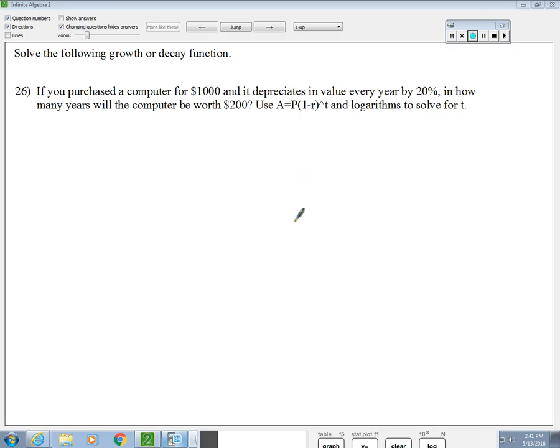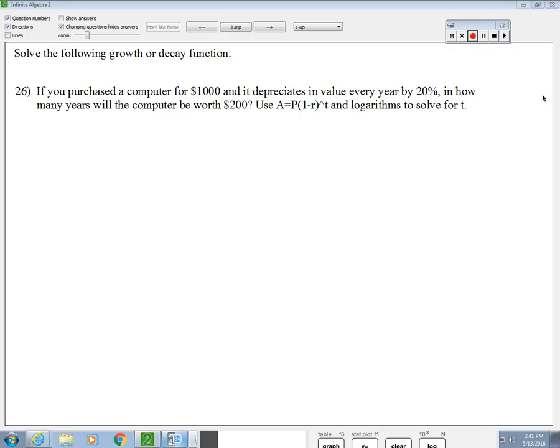We don't know T. Well, on the test, you're going to have 4 choices, and can't you just plug in each choice into T until you get 200? Well, without choices, we're forced to solve it using logarithms. This would be the process you would have to do. You would start by dividing by 1,000. That would become 0.2. 1 minus 0.20, we could just write as 0.80, and then to the T power.